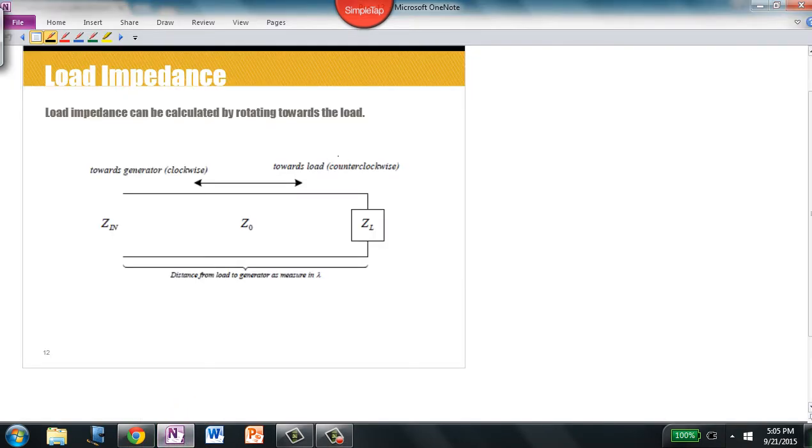So to calculate a load impedance, if the combined input impedance of the T-line and the load are known, the first thing that you want to do is calculate the normalized input impedance. So lowercase zn is just equal to capital Zn divided by capital Z0. That's going to give you your normalized input impedance. You then draw that point on the Smith chart and you draw your operating circle.